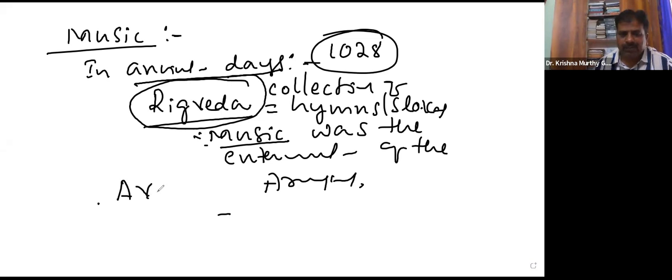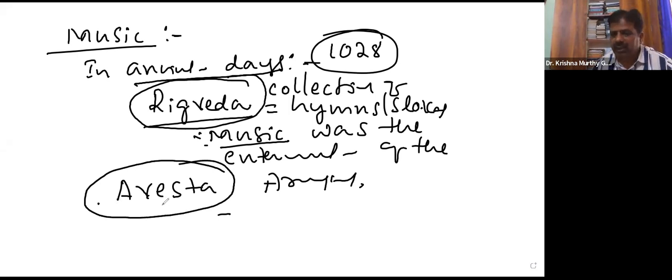Avesta. The spoken language of the Aryan peoples, whenever they came to India, was the Avesta language. Any idea now? But now the Avesta text is not available. Only the Sanskrit text is available now.